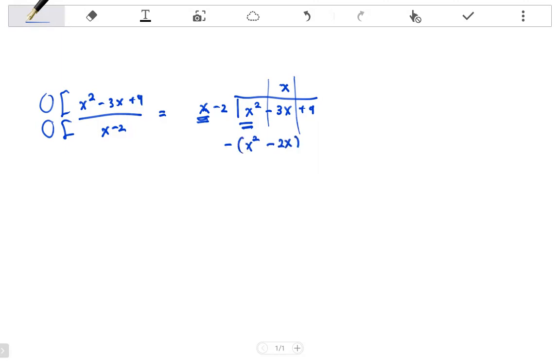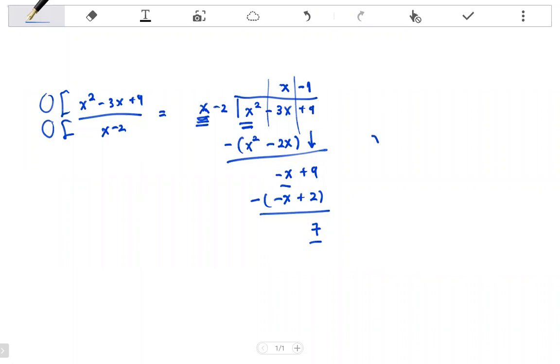We subtract, leaving negative 2x becoming positive 2x, leaving negative x here. And we bring down the 9. And we ask ourselves the same thing. How many times does x go into negative x this time? Just negative 1 times, right? And we multiply again, negative x plus 2, and we subtract. And what do we get? We get 7. This time, x doesn't go into 7, so we're left with a remainder of 7.